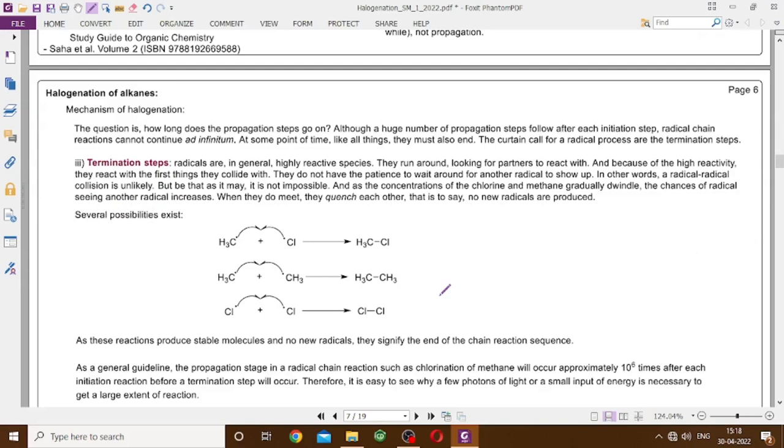But that is a very unlikely scenario, because radicals are highly reactive species. They run around looking for reaction partners, and as long as chlorine molecules or methane molecules are there, they will try to react with those molecules. But at some point, the concentration of the methane or the concentration of the chlorine, or both, will be depleted, and then the radicals will meet with each other, and if they do, the termination steps will take over.